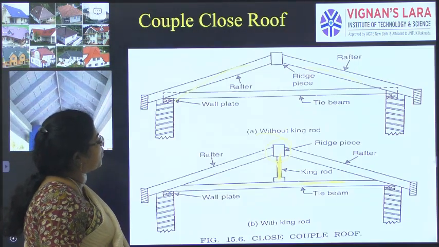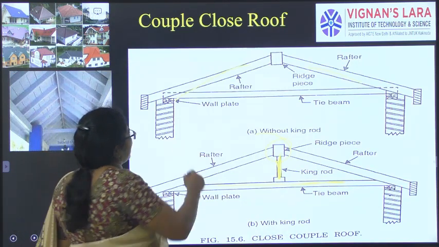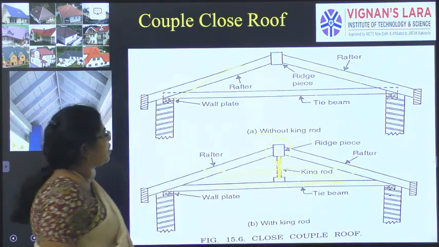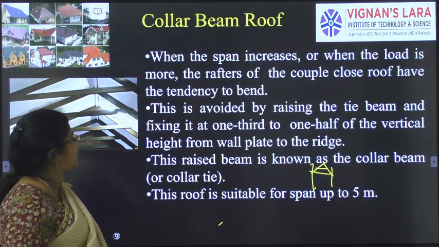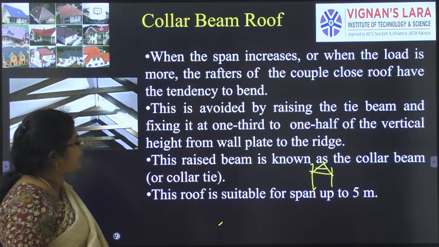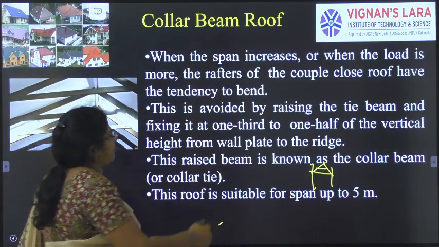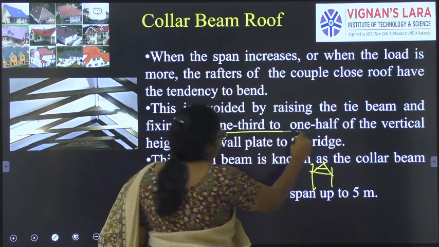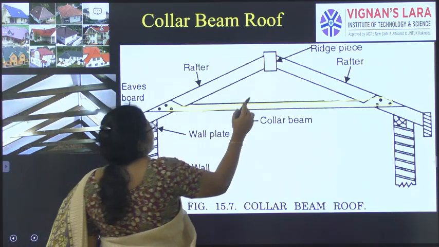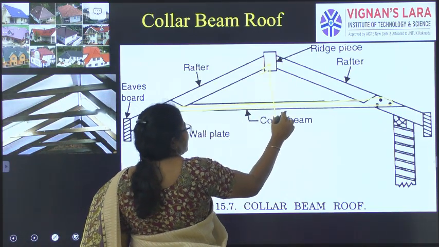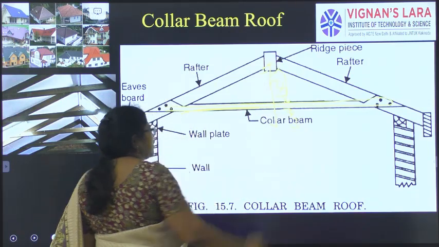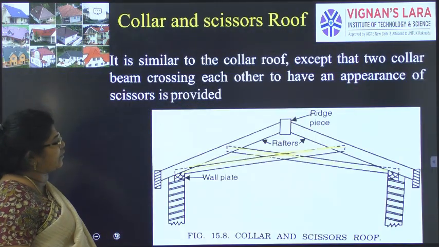And you can see here the couple close roof has a tie beam. So here the tie beam is there. In the collar roof we have a beam that is supporting here as a collar, right? So this is the next one. It is a collar beam. You can see the supports here, and this is the collar beam. It will give you some more additional strength, right? It is avoided by raising the tie beam, fixing it at 1/3 or 1/2 of the vertical height of the wall. So mostly from the bottom, this is the rise. So 1/3 distance it will be here. The distance will be 2/3. Okay, it will be there at the 1/3 distance, so that it can give you good support.